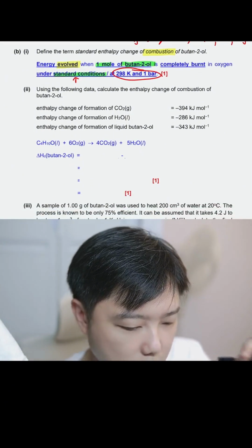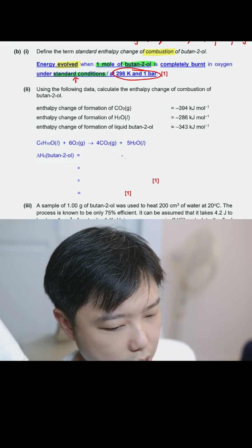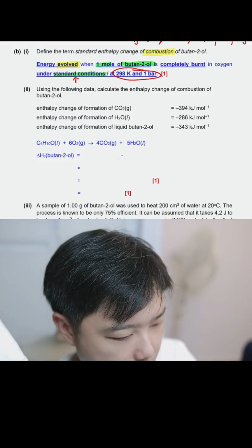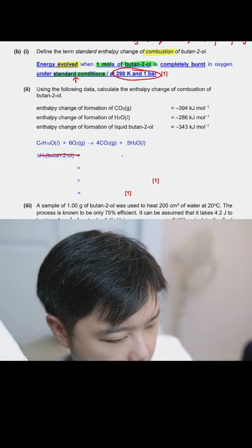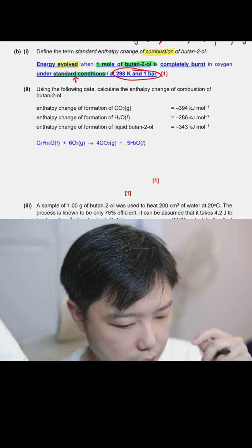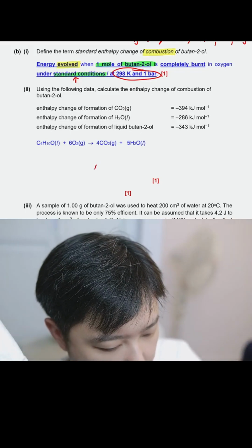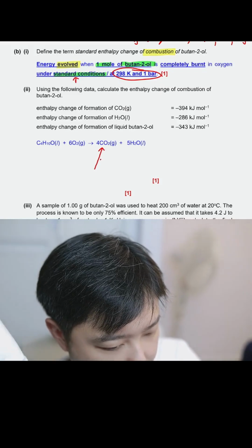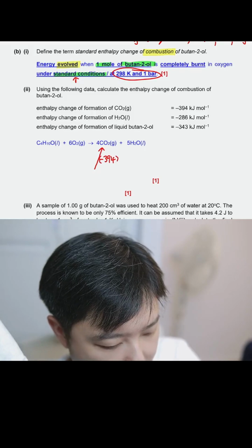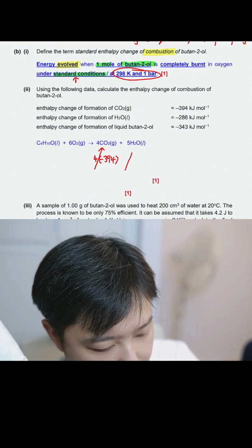For part 2, using the following data, calculate the enthalpy change of combustion of butan-2-ol. Maybe I'm just going to erase this. So we're going to use the given data: formation of carbon dioxide, pointing up, minus 394. Since there are 4 of them, you need to multiply by 4.